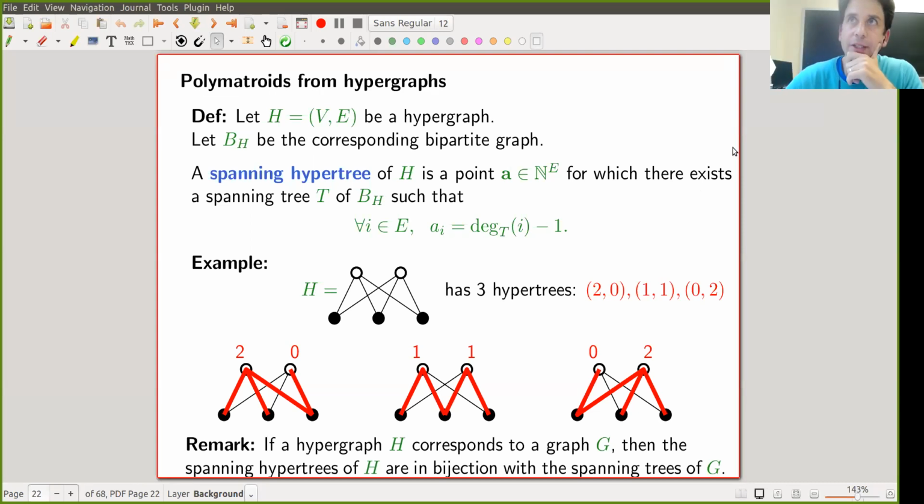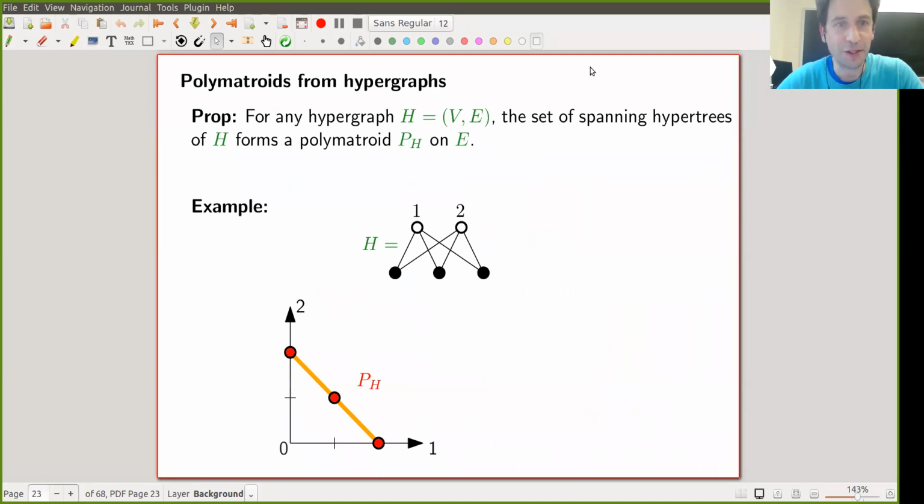And yes, in terms of this being a generalization of what happens for graphs, what we want to know is which edges are in my spanning tree. And here I'm saying which hyperedges are in my tree, but also with which multiplicity. So that's this analog, and it coincides for graphs.